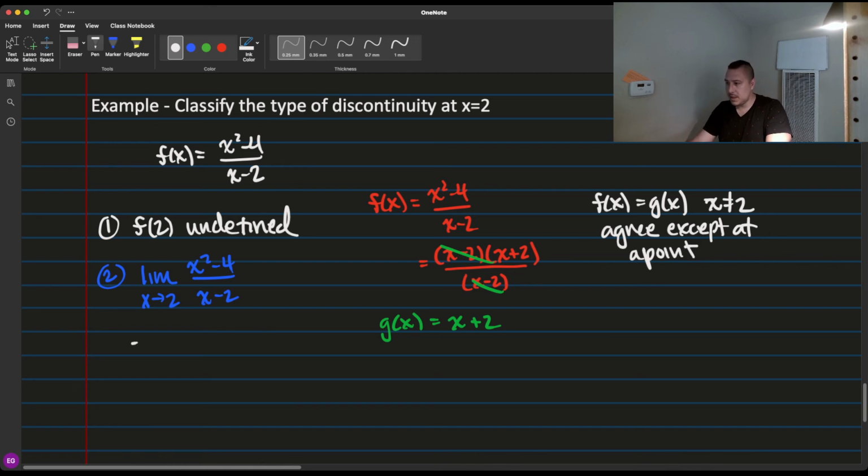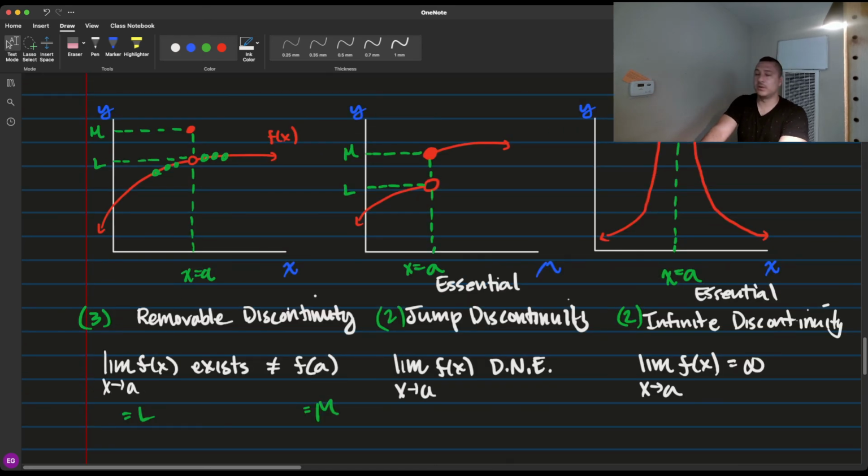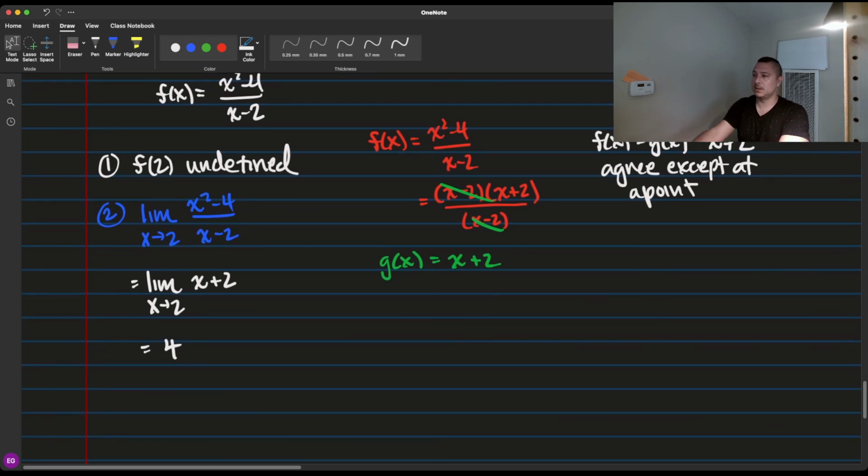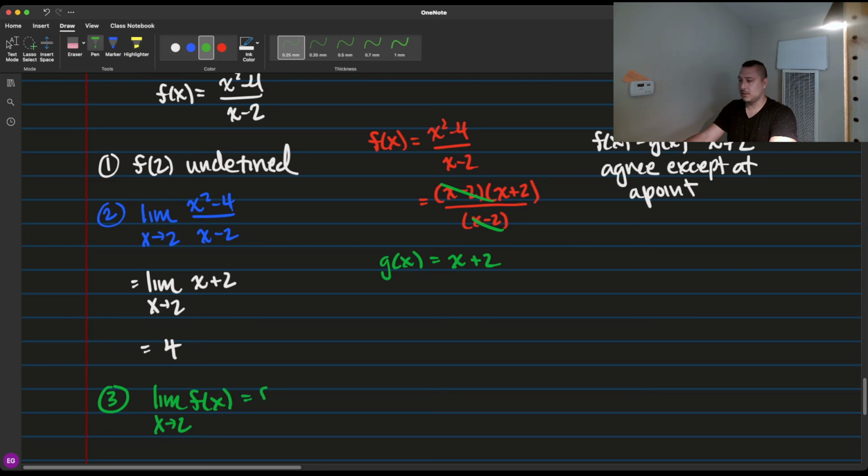Which means that the limit of f of x is also going to be equal to the limit of g of x. I can now evaluate this by direct substitution. You get 4. So the limit exists. So because the limit exists, we're not dealing with a jump or an infinite discontinuity. Okay, so let's look at 3. Is criteria 3 the thing that doesn't work? We need to see if the limit as x approaches 2 of f of x is equal to f of 2. Well, it's not, because f of 2 is undefined.